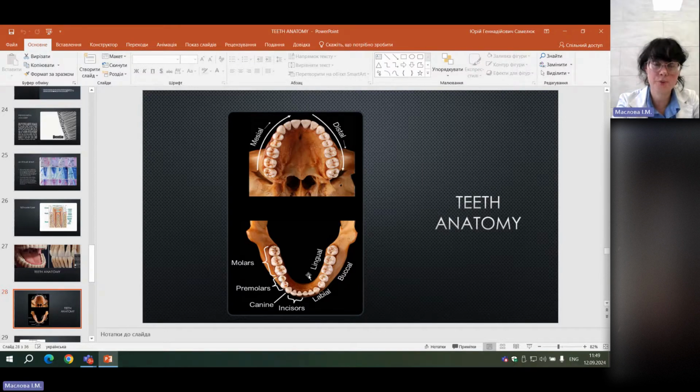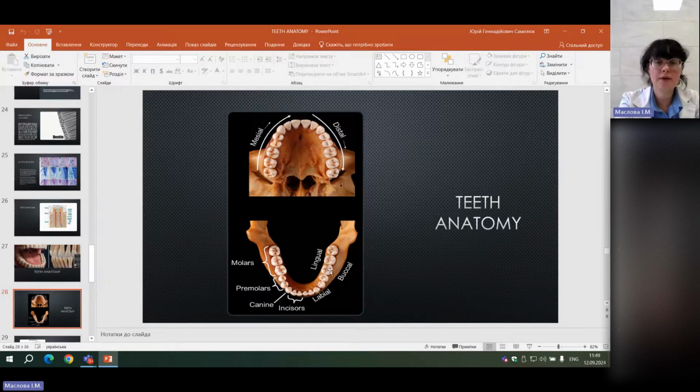In the permanent dentition, you can find on the half of each jaw two incisors, the first and the second, one canine, two premolars, the first and the second, and three molars. The last or third molars are often called the wisdom tooth or wisdom teeth.